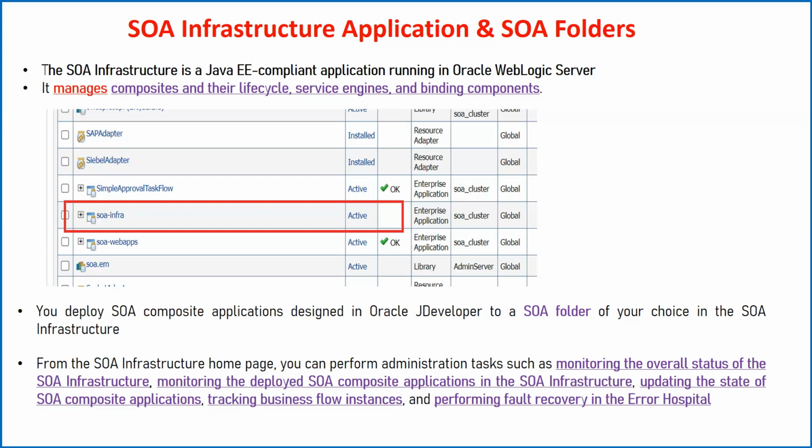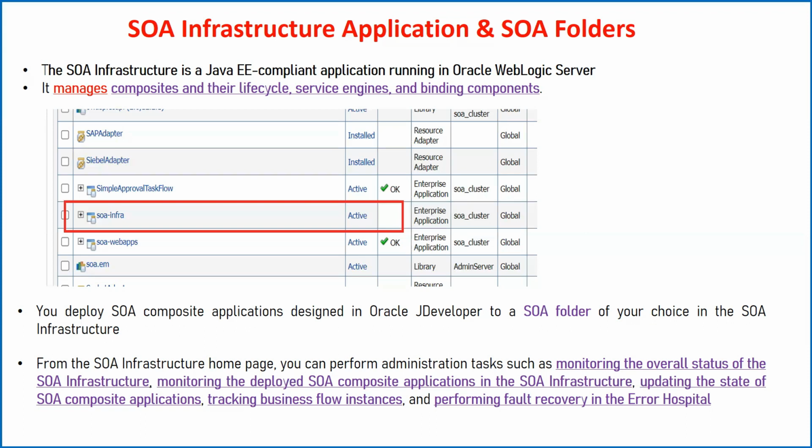More than 90% of functionalities in SOA is done by this particular application, which is the SOA infrastructure. If this application is down or not accessible, that means your complete SOA is down. So SOA infrastructure is a Java enterprise compliant application running in WebLogic Server. It manages composites and their lifecycle, service engines and binding components. So as I said, when we go for the deployment of SOA composite from the EM console, we deploy it on top of SOA infra, right? That means the complete end-to-end management of my composites is done by the SOA infra application.